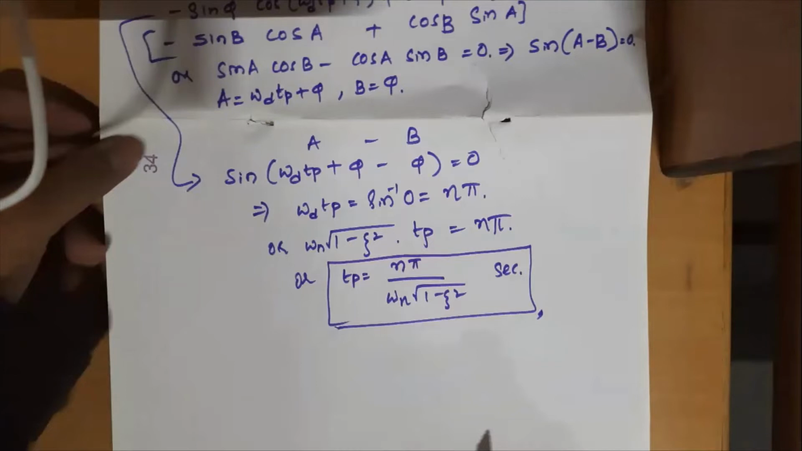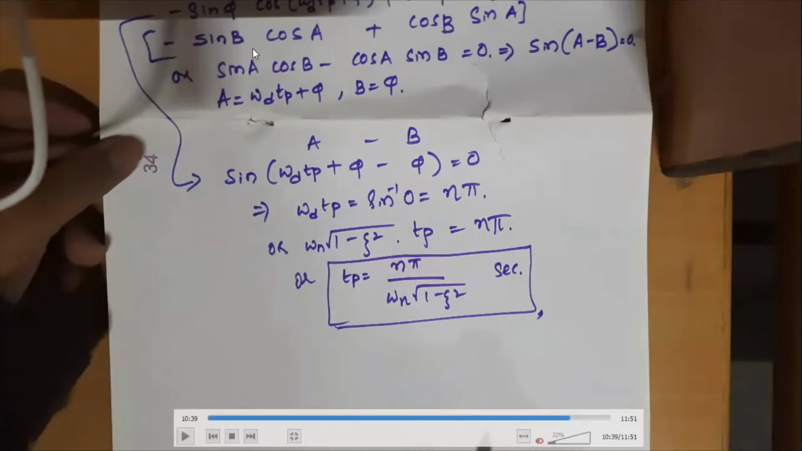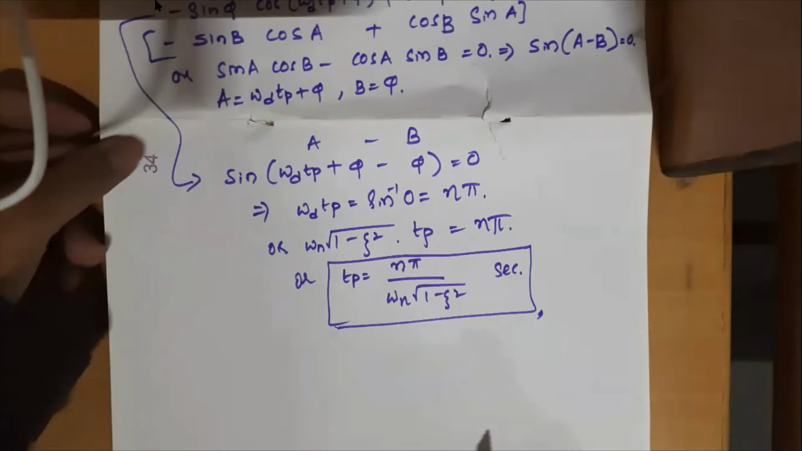But since for the peak time, the definition says that it is the time taken to reach the first peak, our n should be 1. Please remember this point. n is 1 here, and whenever it is asked to find peak time, you should always replace n by 1 and calculate.